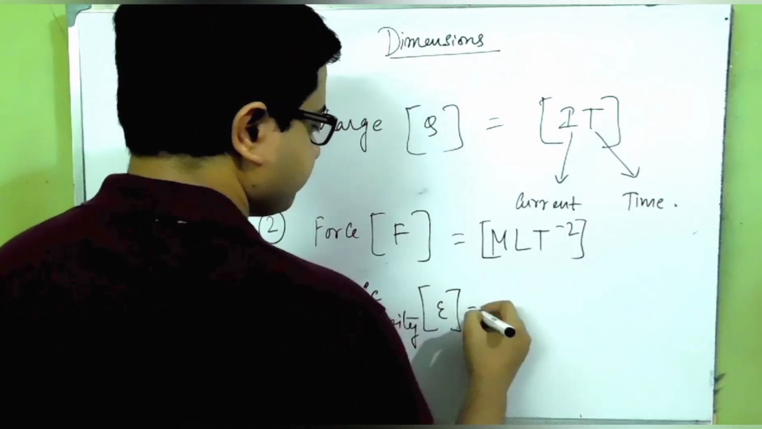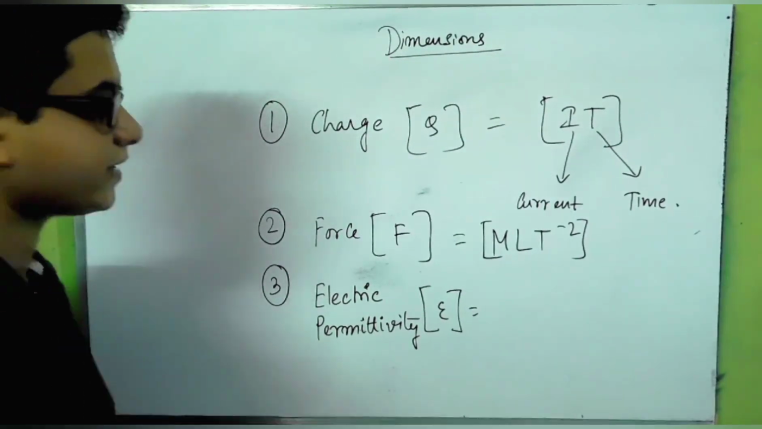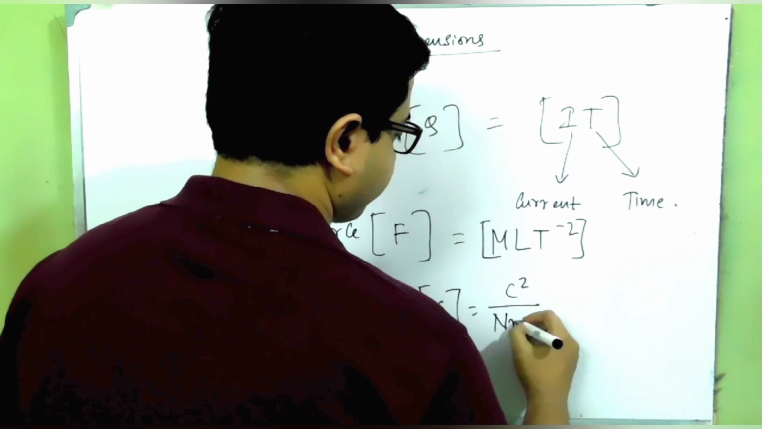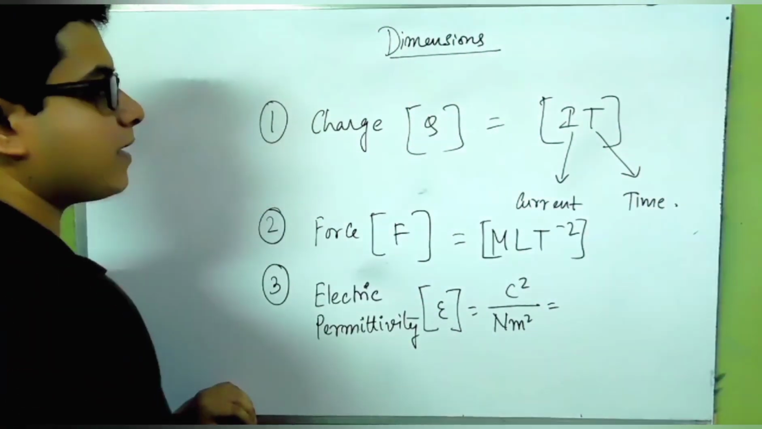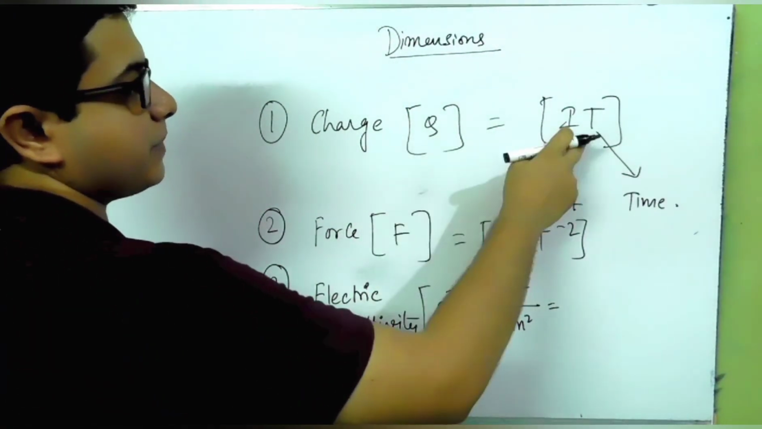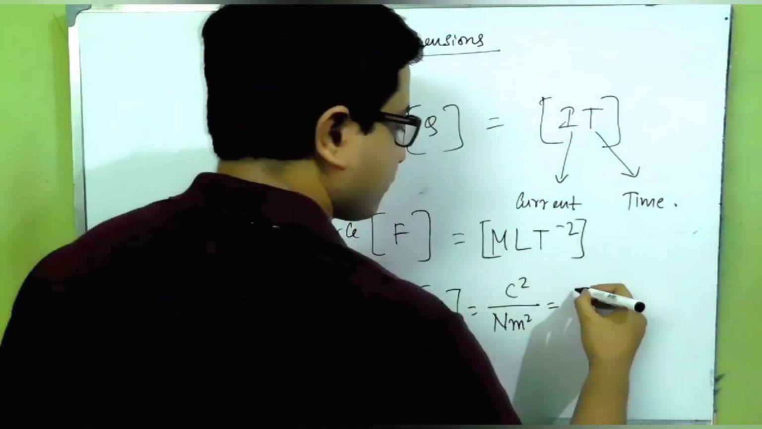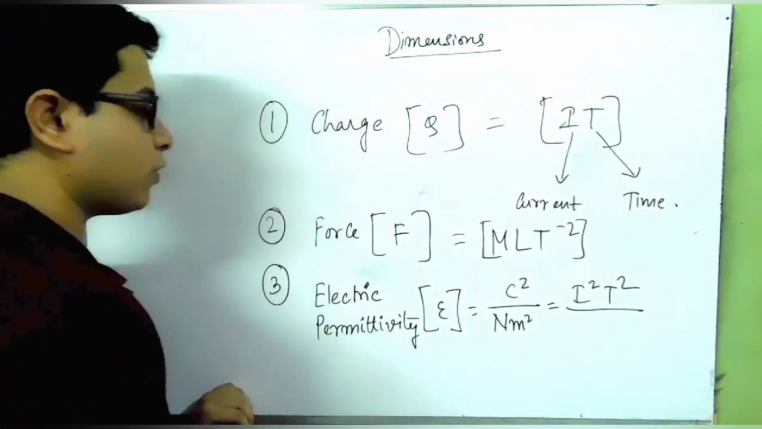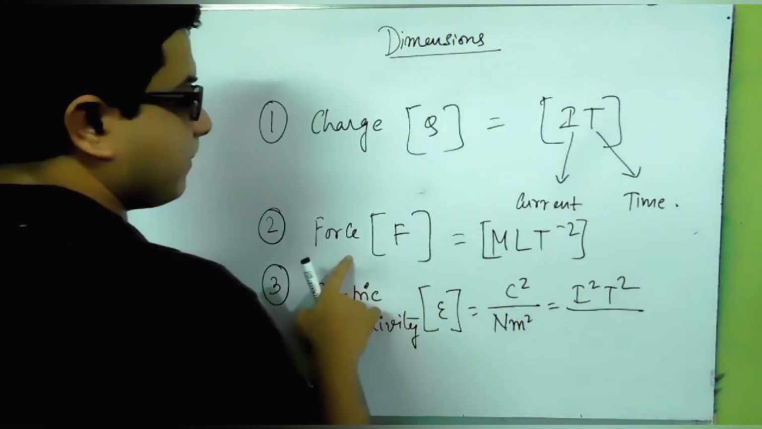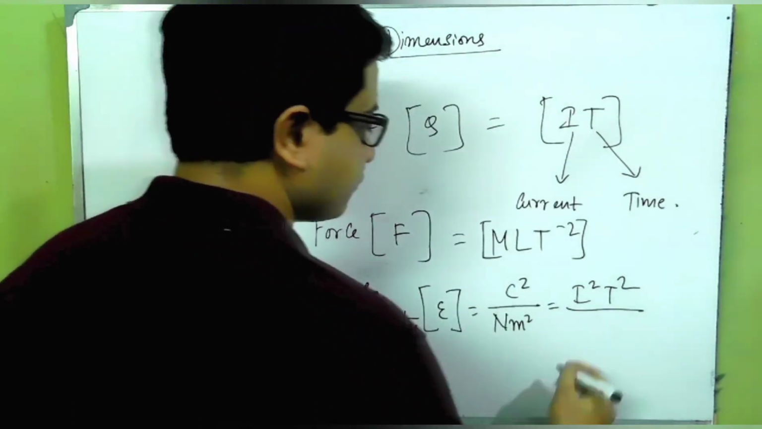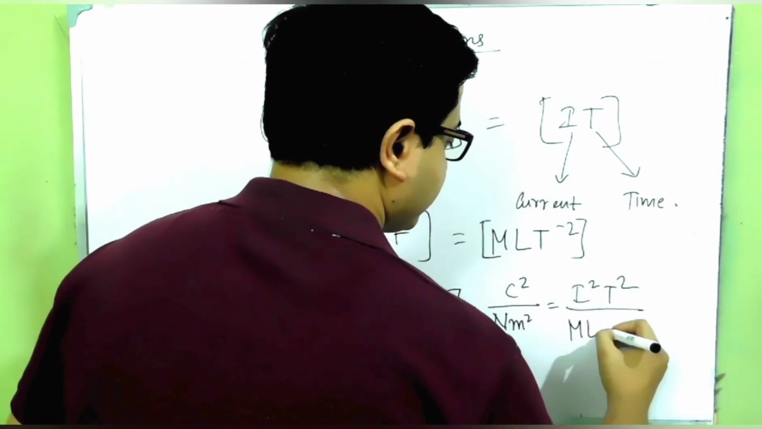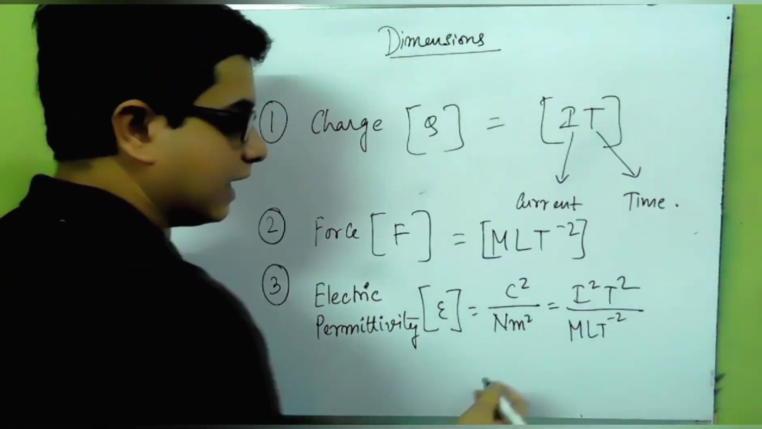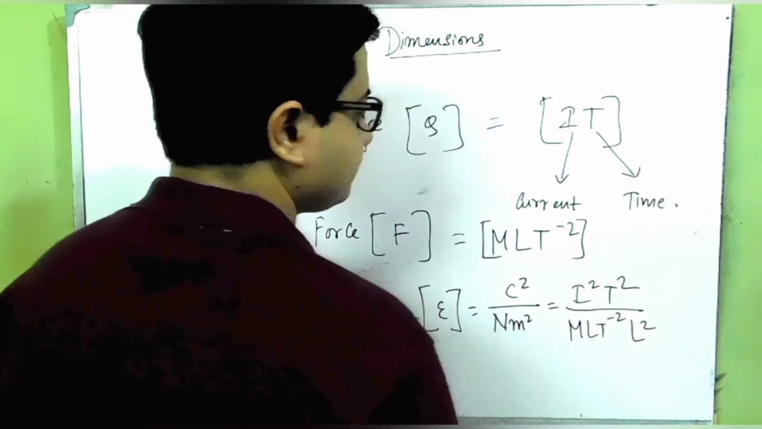Electric permittivity, epsilon. The dimension of epsilon is very interesting because the unit is Coulomb square per Newton meter square. Coulomb square means charge square, and charge has a dimension of I t, therefore it will be I square t square divided by Newton, the unit of force, whose dimension is m L t to the power minus 2, into meter square, and the dimension of meter is L, so it is going to be L square.